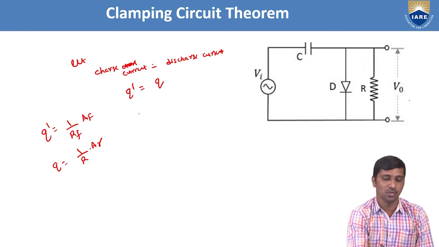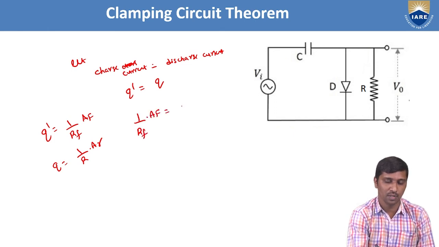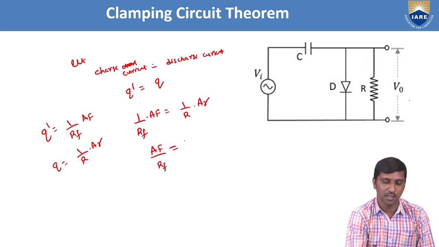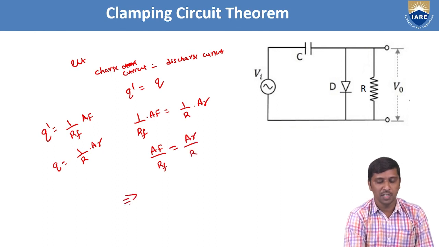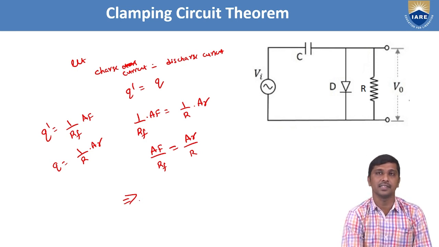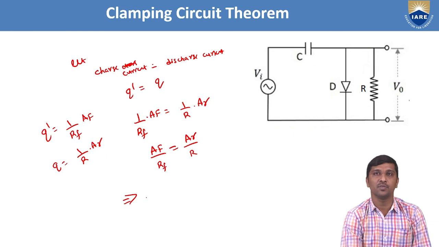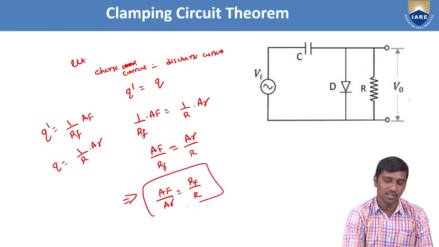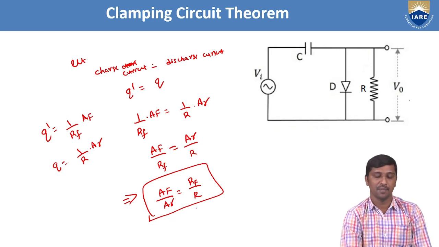Now I am going to equate these two. Q dash, 1 by RF into AF, is equal to 1 by R into AR. So AF by RF is equal to AR by R. According to the clamping circuit theorem, under any steady state condition, the ratio of area under the forward direction to the area under the reverse direction is equal to the ratio RF by R. Rewriting this equation, AF by AR is equal to RF by R. So mathematically we are proving the clamping circuit theorem.